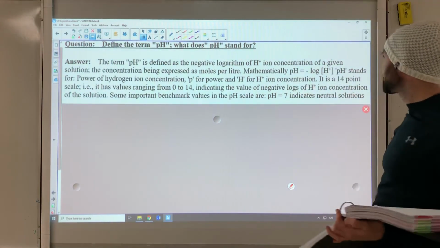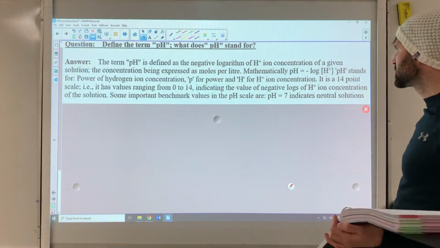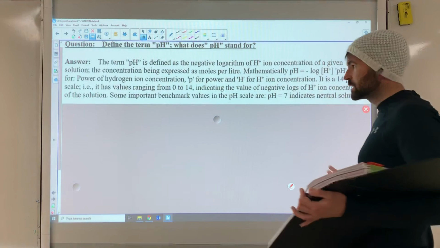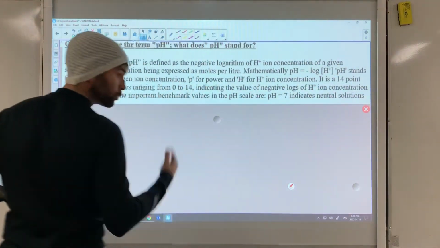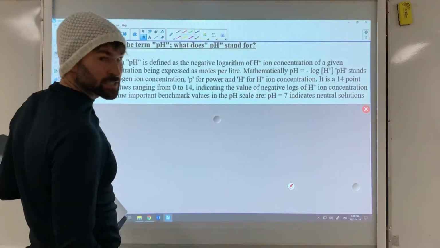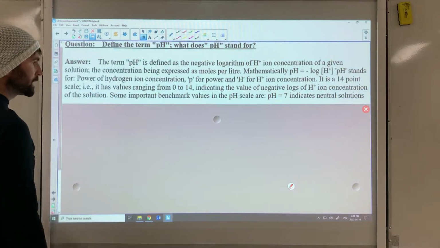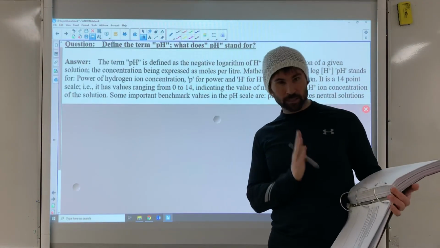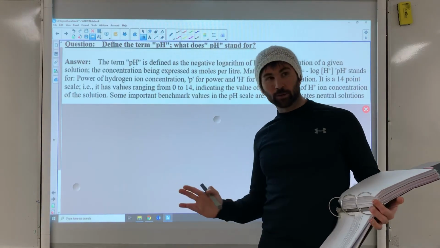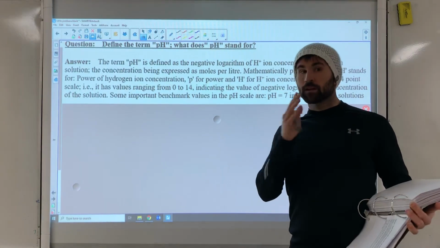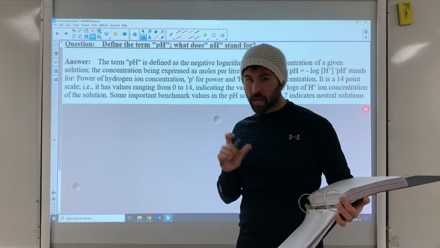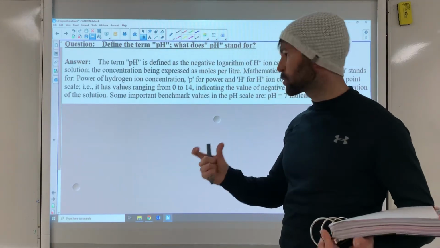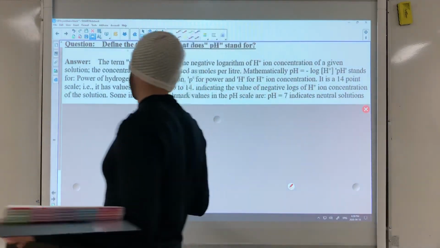You can probably read this through on your own. One thing that you do need to know is that it's a scale from 0 to 14. Every time you go up by 1, the concentration changes by a factor of 10. So if I have a solution with a pH of 6, and then I look at a solution of pH 7, the solution of pH 7 is 10 times more concentrated, with 10 times more H plus ions than the one of pH 6.